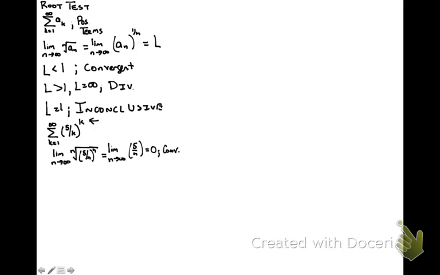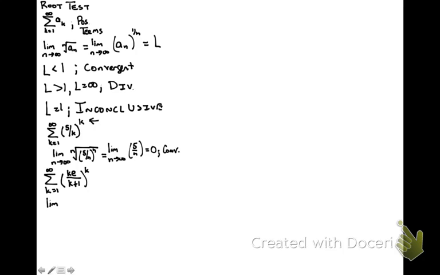Let's consider another problem, just as an example. Sum of the series from k equals 1 to infinity. And we'll look at k times e over k plus 1 all to the k power. Now because this whole thing is being raised to the k power, it's a good candidate for the root test.